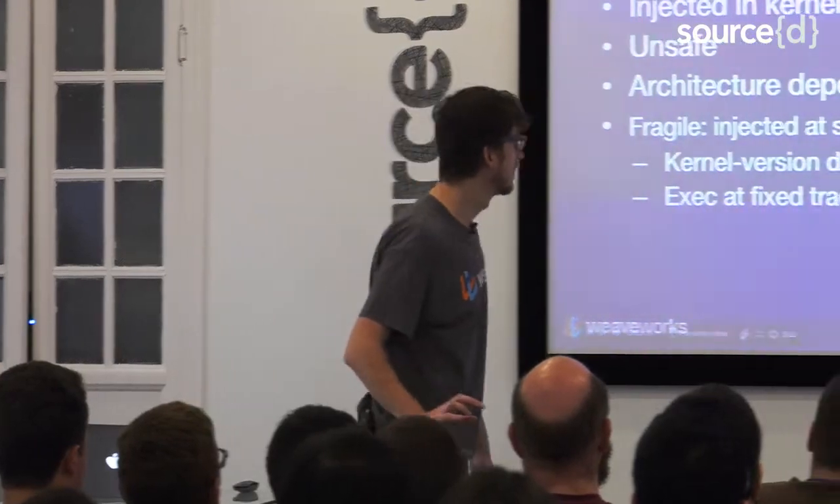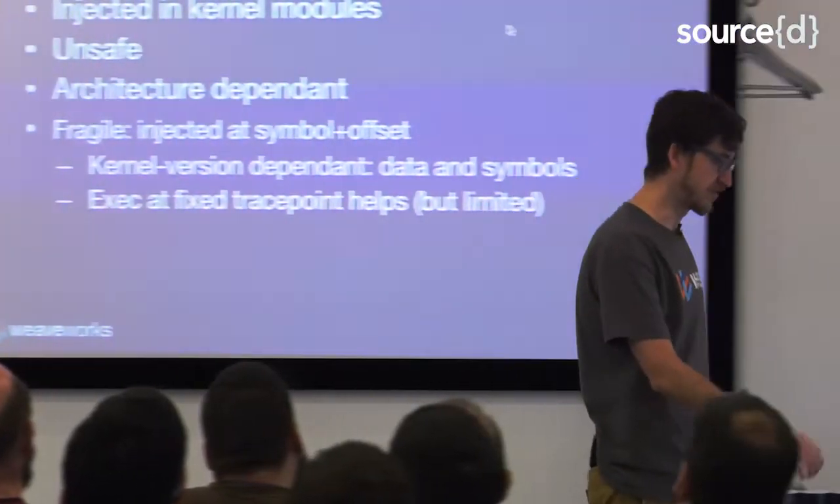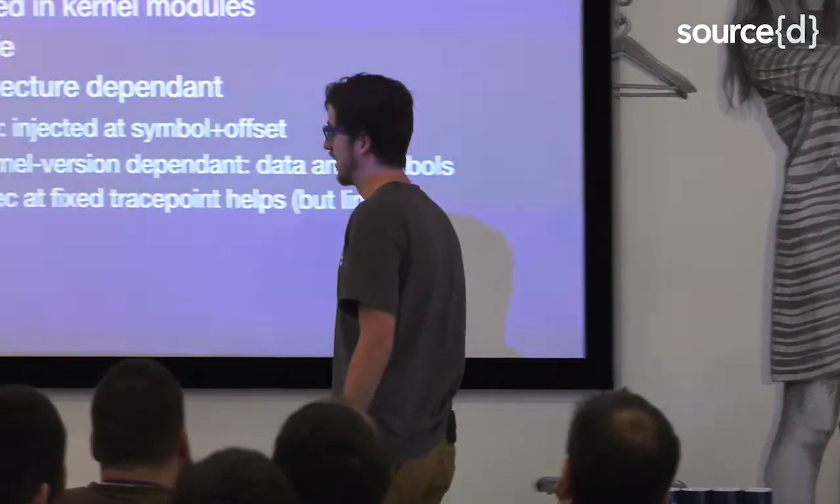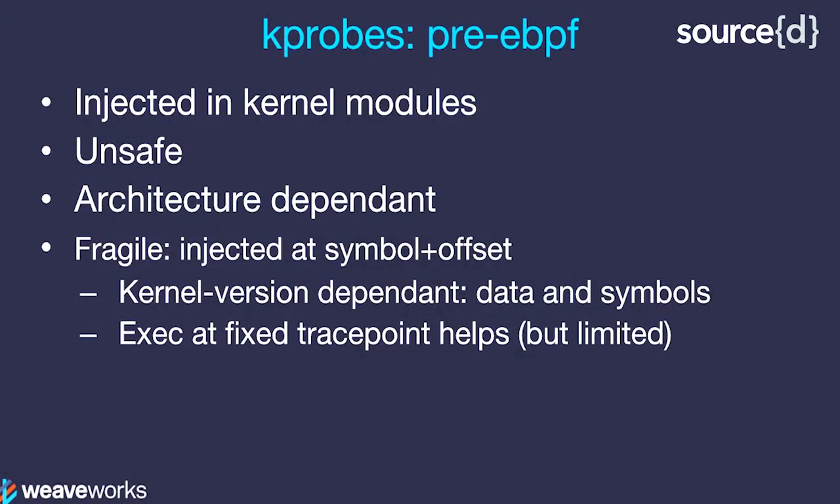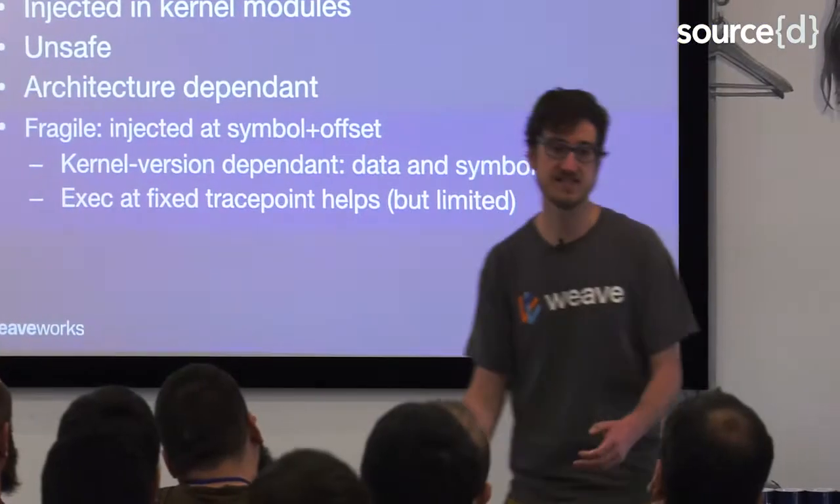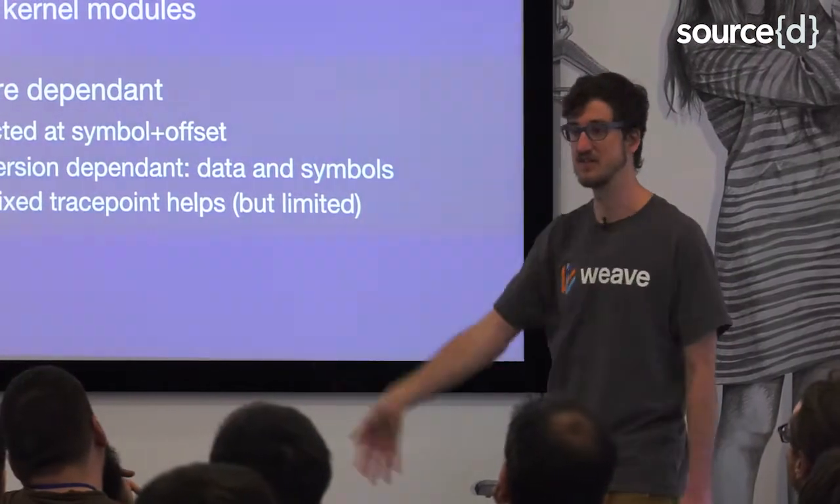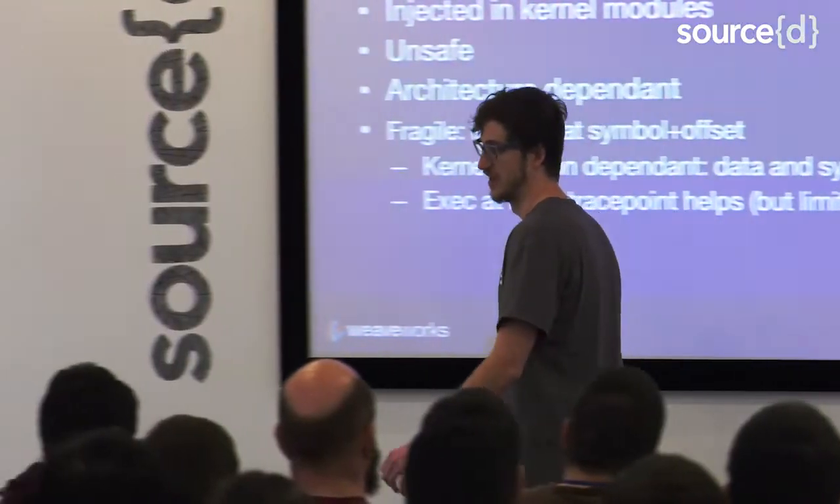But Kprobes before eBPF were super powerful, but had some limitations. They were typically injected in kernel modules. Kernel modules are difficult to code. You need to be super careful. You can crash stuff, so they're unsafe. The code will be architecture dependent, right? You'll code it in C, but then you need to compile it to the specific architecture, then you need to inject it, and so on.